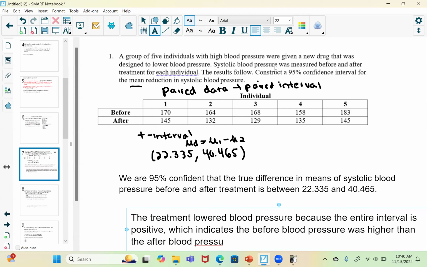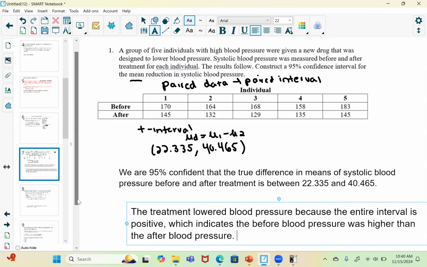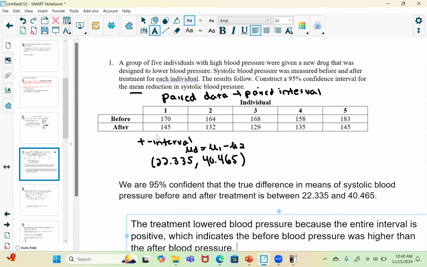And so again, if 0 is in my confidence interval, it indicates no difference. If my entire interval is positive, it indicates the first group is higher. If my entire interval is negative, it means the second group is higher. And then just make sure you're answering in the context. In this case, we want the blood pressures to be higher in the first group, because that means the treatment lowered it. So that's an example of a confidence interval. And then we'll practice with the other example in class.